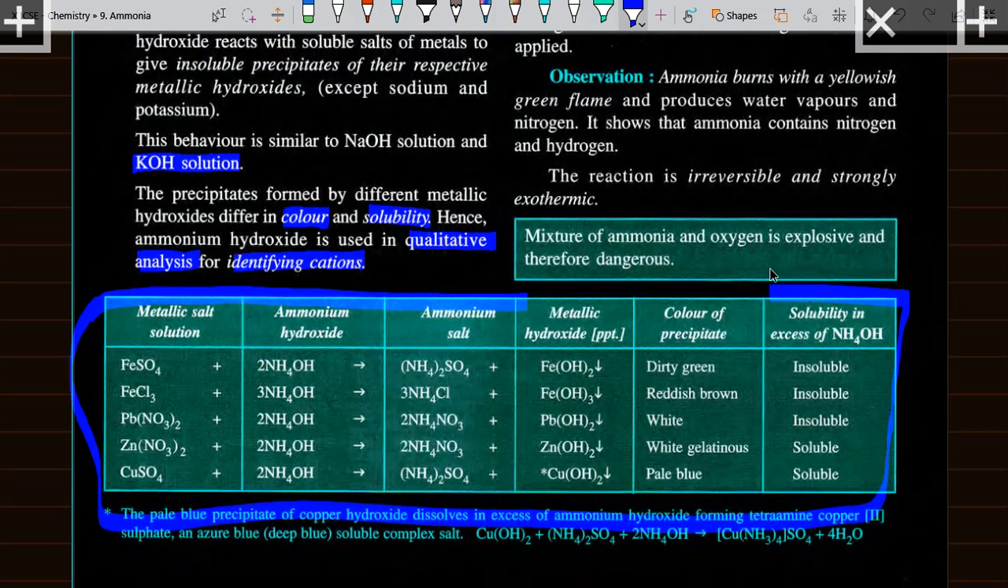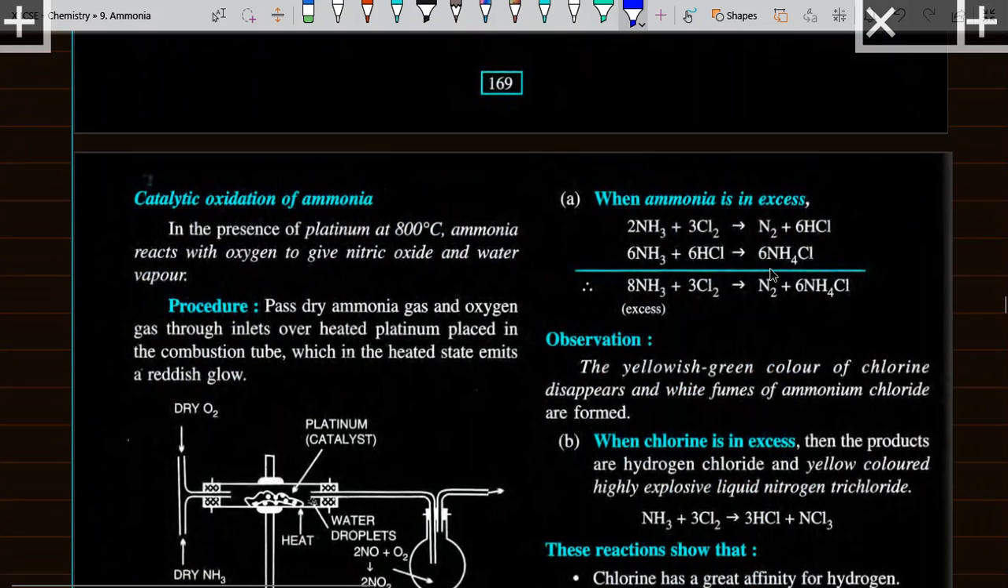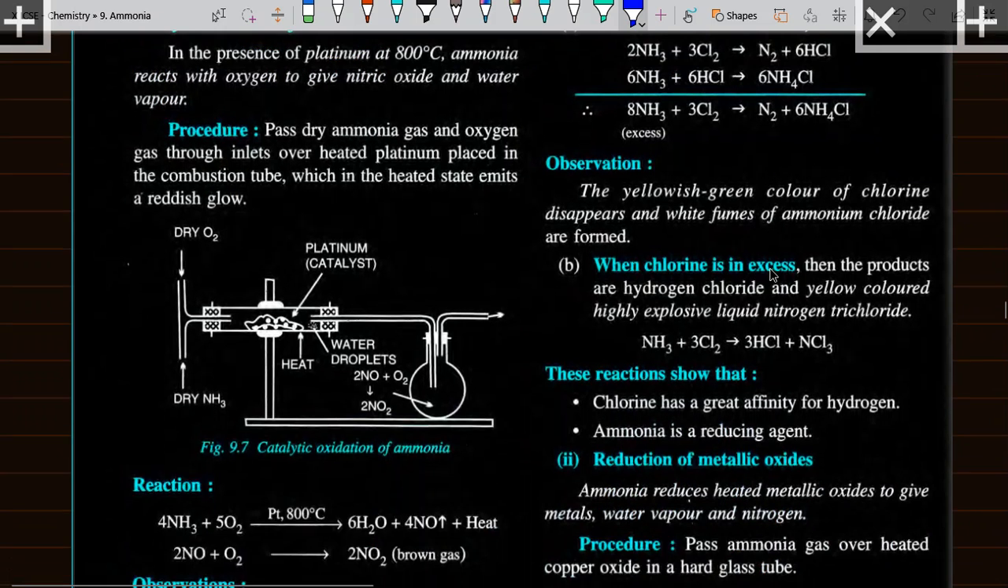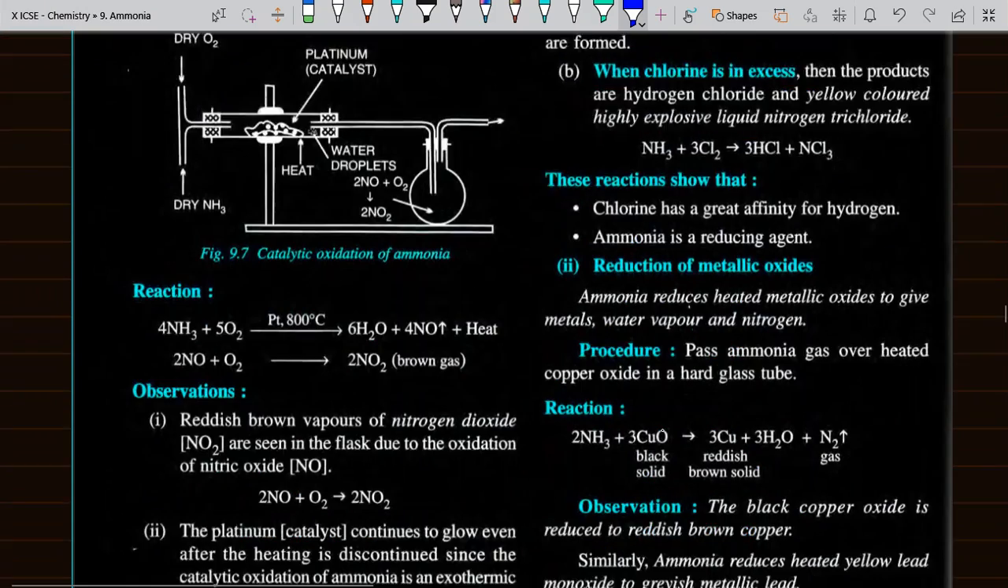The reaction is irreversible and strongly exothermic. A mixture of ammonia and oxygen is explosive and therefore dangerous. ठीक है, टॉयलेट में कभी भी लाइटर लेके नहीं जाना, एक्सप्लोजन भी हो सकता है. मतलब टॉयलेट में क्या क्या नहीं करना, इसकी पूरी जानकारी हमको इस चैप्टर से मिल गई.